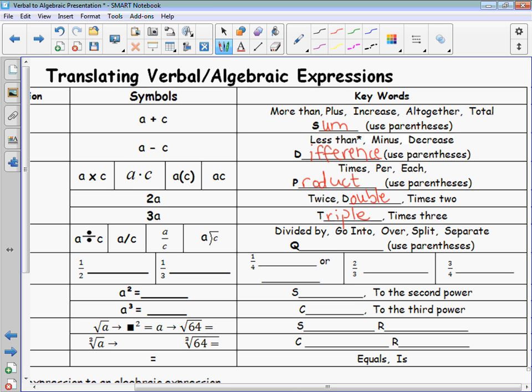All right, let's go to division. These are all the different ways you can show division. Divided by, go into. Over, you'll hear me say a lot when I have one written on top of the other. Split, separate. What's the Q one? Quotient. That's a weird one. Q-U-O-T-I-E-N-T. Quotient. Okay?